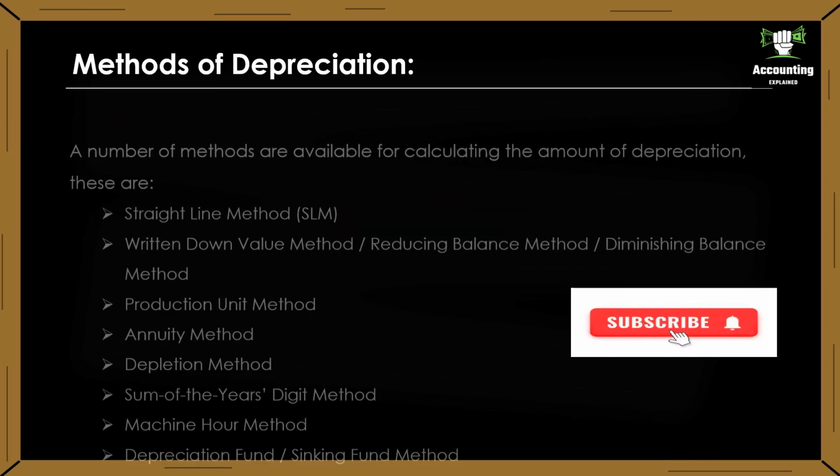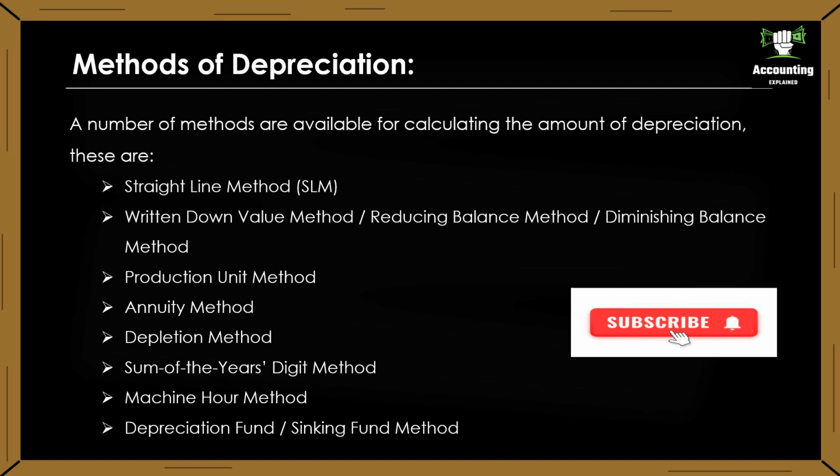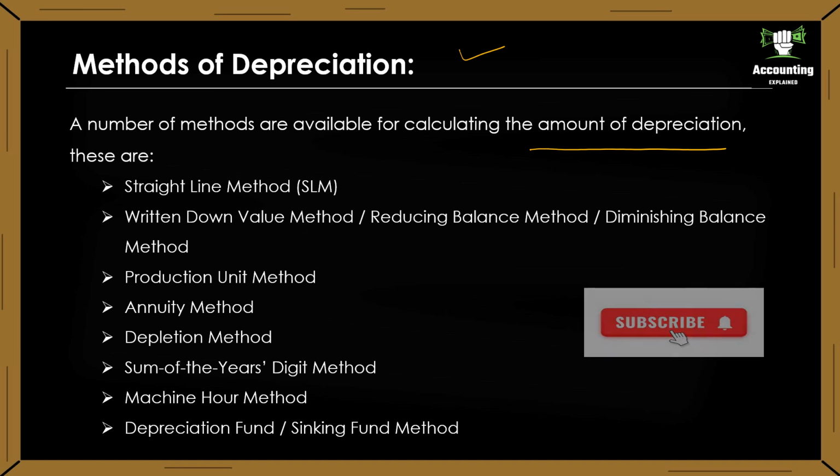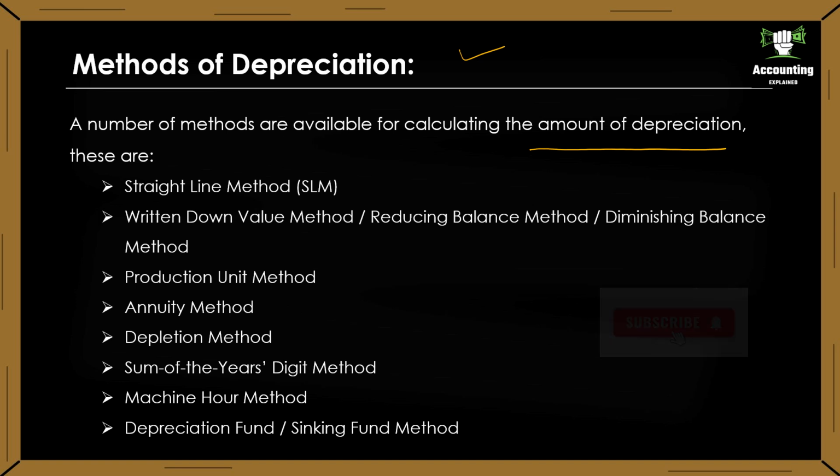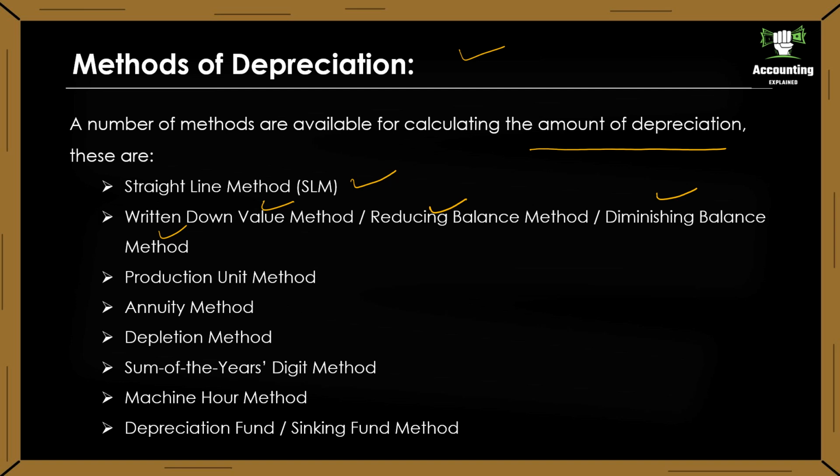Let us now see the methods of depreciation which are widely used. There are n number of methods that are used for calculating the amount of depreciation. The most important among them are the straight line method, written down value method, reducing balance method, or diminishing balance method, all with the same meaning. Production unit method, annuity method, depletion method, the method which we saw for natural resources. Sum of the years digit method, machine hour method, depreciation fund or sinking fund method. These are the methods of depreciation.